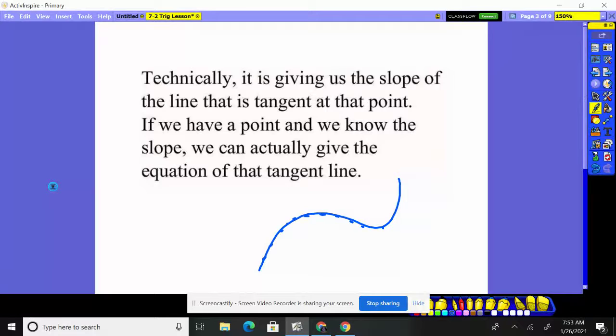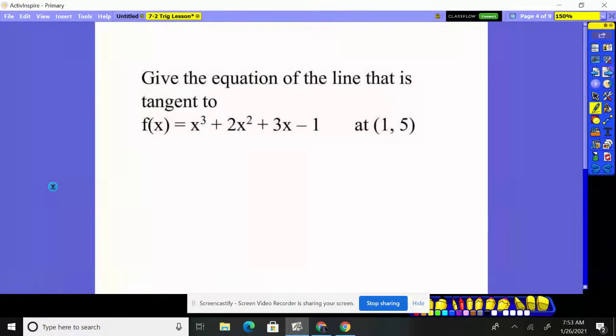So let's say that I want it right here. I can find the slope right at that point, which is basically the slope of that tangent line. Well, I have a point and I know the slope. I can use y minus y sub 1 equals slope times x minus x sub 1 to find the equation of that tangent line. That's what I can do. So let's think about it. It says give the equation of the line that is tangent to f of x at the point (1, 5).